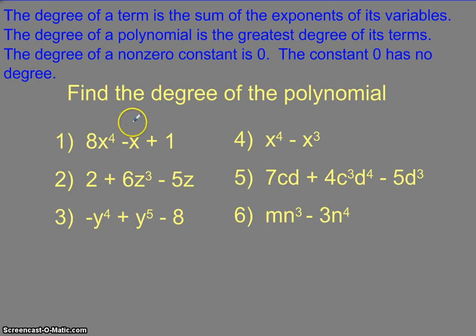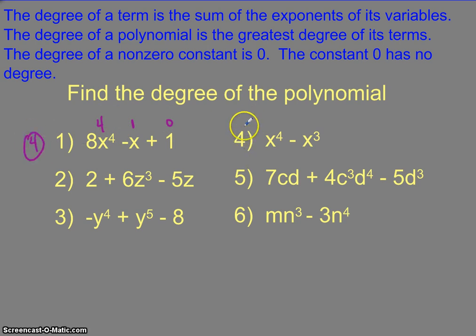Okay, so let's look at this one. This first term, look at the exponents. This first term has a degree of 4. Let's do something in a different color. The second term does have an exponent. It's 1. This has a degree of 1. This has a degree of 0. So the degree of the whole polynomial is the largest degree. That would be 4.